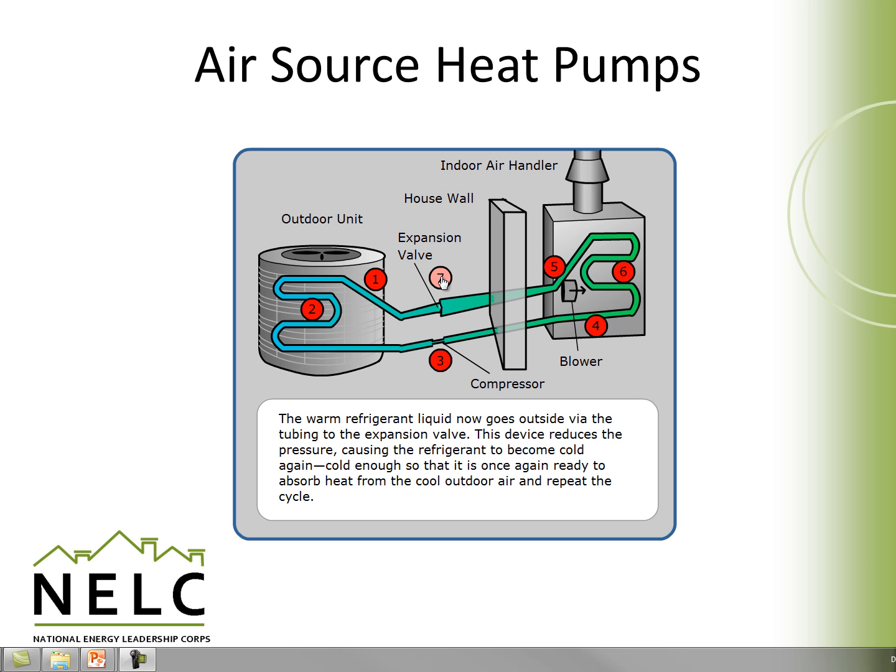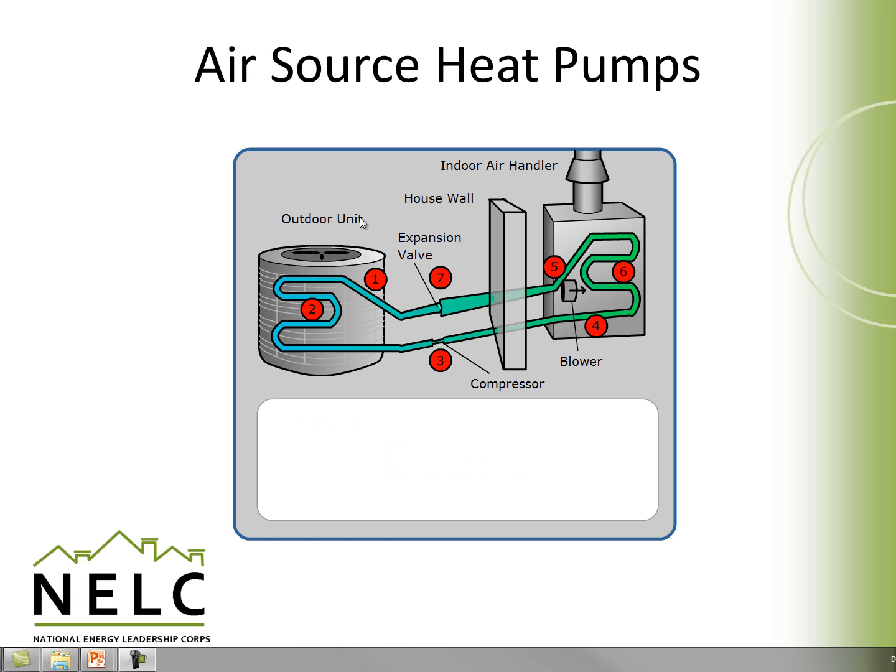Back outside, the warm refrigerant now goes through an expansion valve, and this device reduces the pressure, causing the refrigerant to become very cold again, once again cold enough that it's ready to absorb heat from the outside air and repeat the cycle. So this system can also be reversed to provide cooling in the summer.